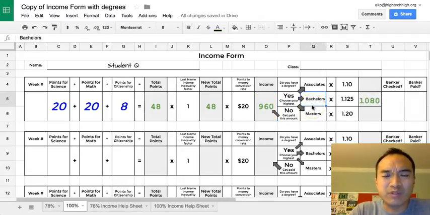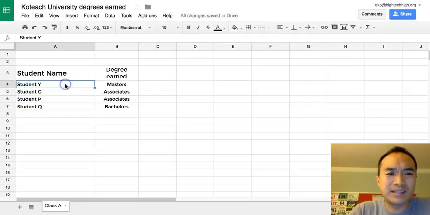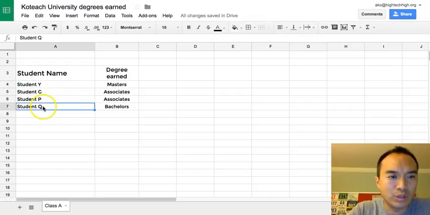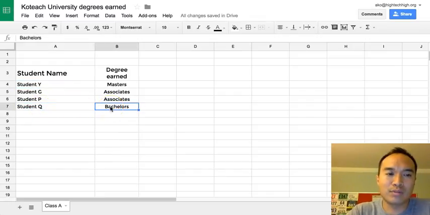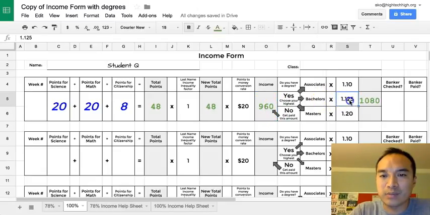And we just want to verify that by checking the co-teach university degrees earned. So this is basically a list of all the degrees earned through co-teach university. And we're just going to check here. Oh, yep, student Q earned a bachelor's. So we're going to go back here. Student Q, yep, you wrote bachelor's. So we're basically going to multiply this number 960 times 1.125.